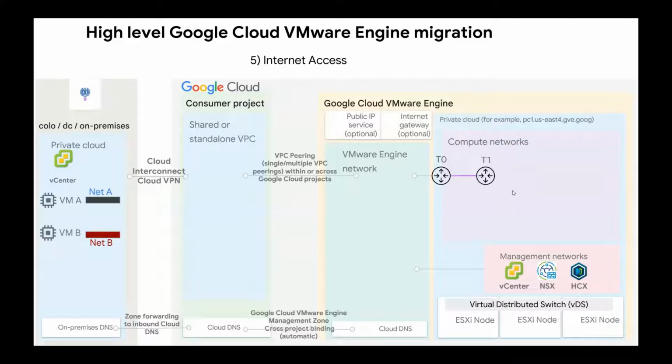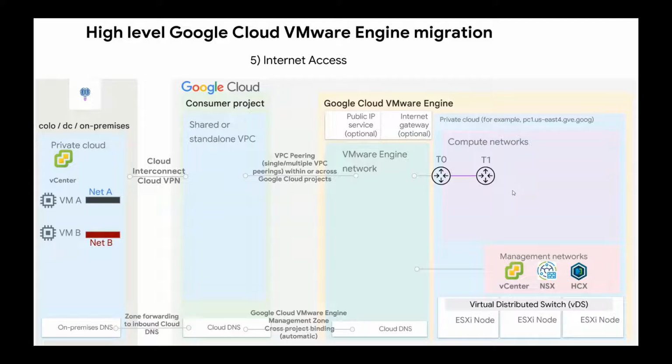Now we'll start talking about internet access. So you have the choice here. You can use a public IP address from your GCVE environment and access directly the internet. You also can use an internet gateway and provide internet through your VPC project so that you can control how your resources are accessing the internet. So you can establish policy and firewall to control that communication and protect your environment.